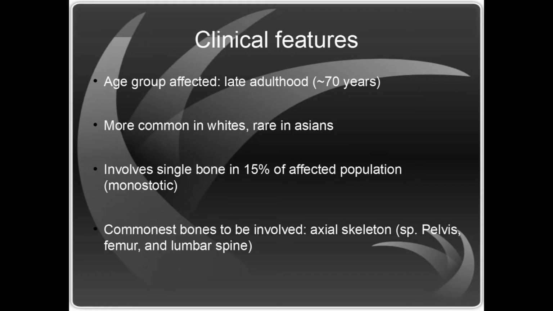It involves a single bone in 15% of the affected population. This variant is called the monostotic variant of Paget's disease. If more than one bone is involved, then it is called polyostotic variant of Paget's disease. The commonest bones to be involved by Paget's disease are the axial skeleton, especially around the hip joint, namely pelvis, femur and lumbar spine.